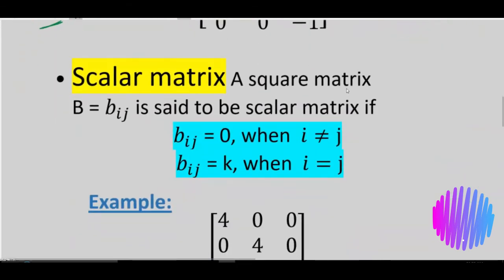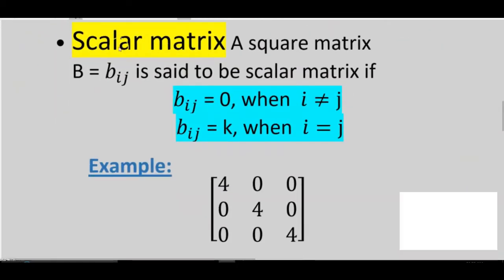Similarly, if we move to the next type, that is the scalar matrix. Now, as you can see in the definition, again, it should be a square matrix, right? So here you can see that when i is not equal to j, it means all the other non-diagonal elements should be 0. But when i is equal to j, that will be only that particular scalar.